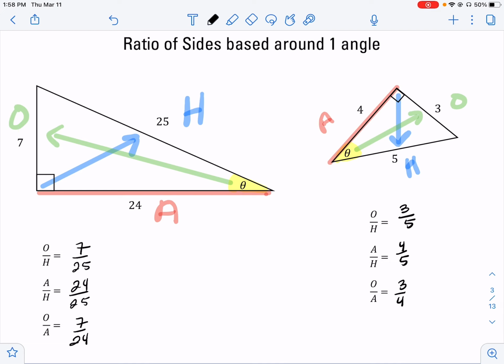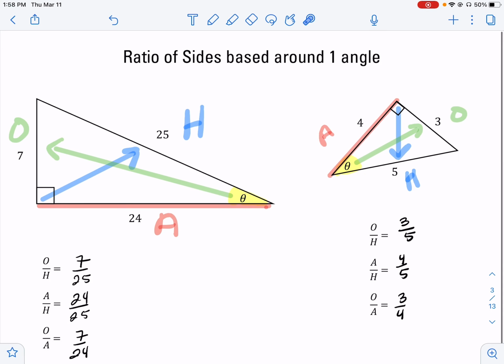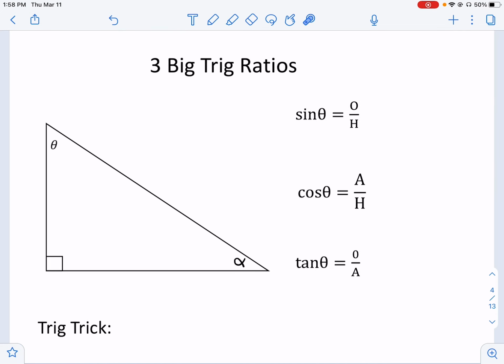So once you get really comfortable with finding which side is opposite, adjacent, hypotenuse, these ratios that we've been looking at are really important when it comes to trig. These are 3 big ratios. So when we label a triangle, we can then find our big 3 trig ratios. The first one is sine, and we represent that as sin. We have cosine, which we represented as cos, and we have tangent, which we represented as tan.